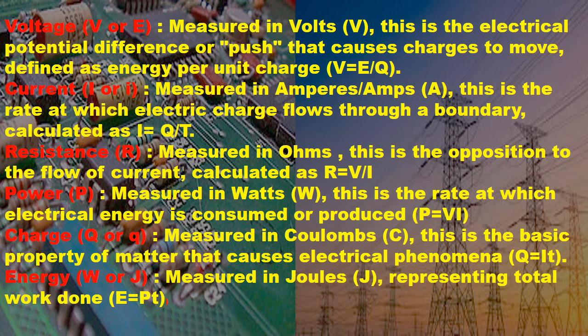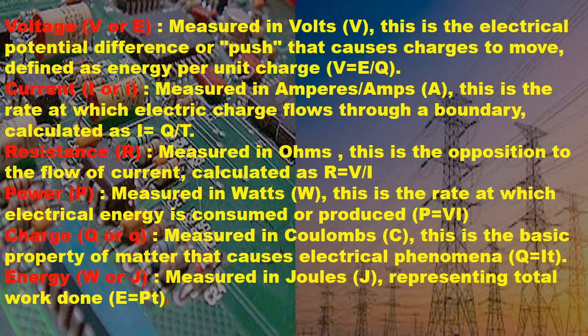Current I is measured in amps or amperes, and the symbol is A. This is the rate at which electric charge flows through a boundary, calculated as I is equal to Q on T, or charge on time. So the amount of charge, or the amount of electrons flowing through a circuit, is referred to as the current.